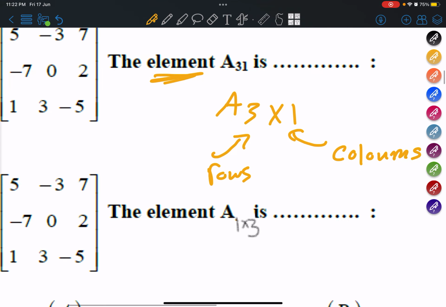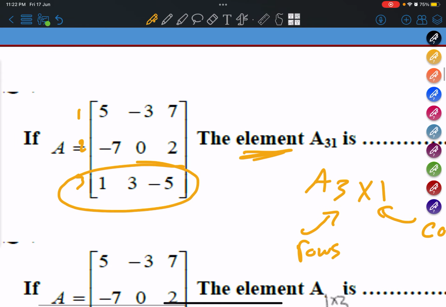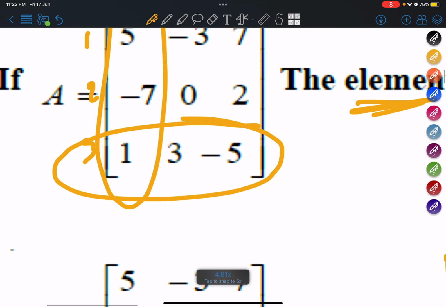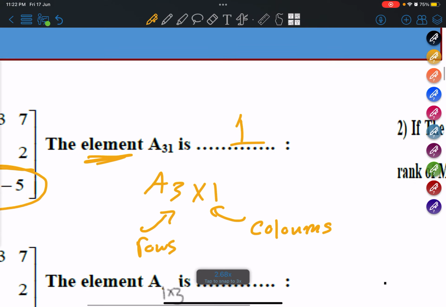All right, so if we go to the third row, so this is the first row, second row, third row, and we draw a circle. And then we go to the first column, which is this one, and we draw a circle. We can see the intersection is happening at number 1. So the answer here is 1.